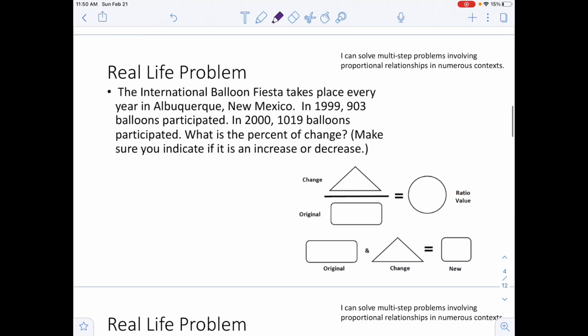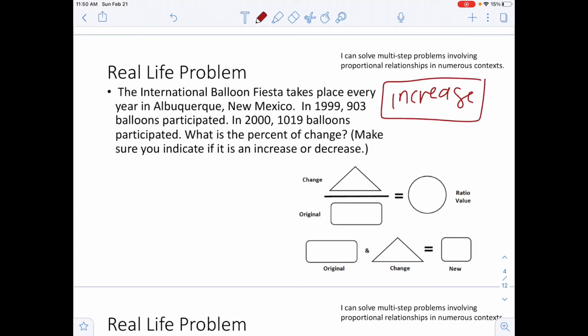So let's practice. This problem says the International Balloon Fiesta takes place every year in Albuquerque, New Mexico. In 1999, 903 balloons participated. In 2000, 1,019 balloons participated. What is the percent of change? Make sure you indicate if it's an increase or a decrease. So in 1999, there was 903. And then in 2000, there was 1,019. So this would be an increase, right? It's going up.